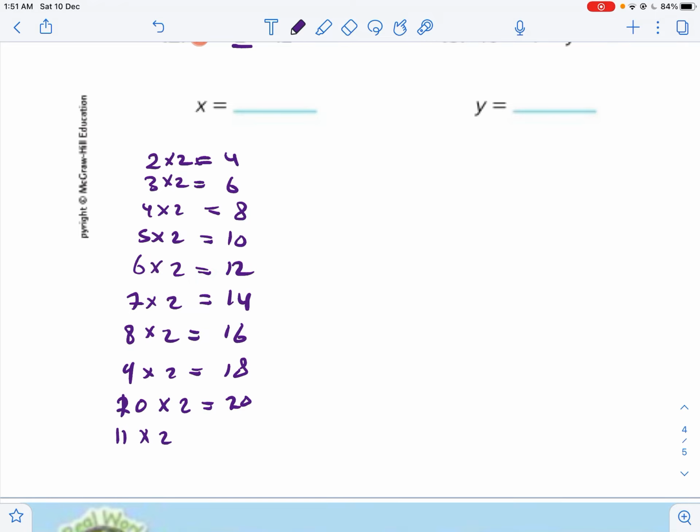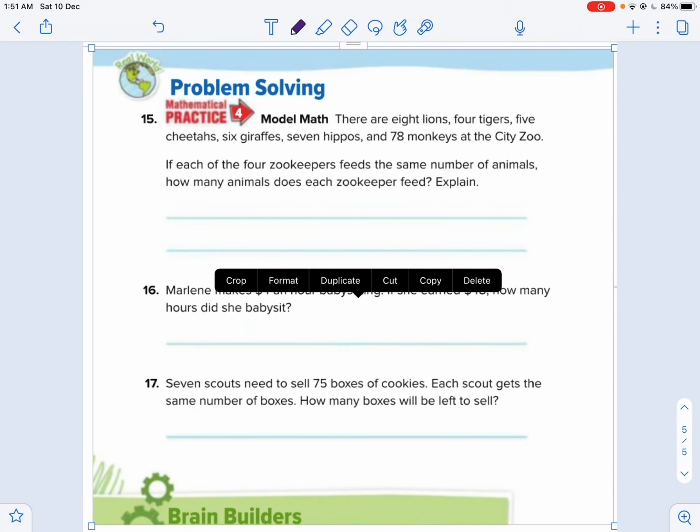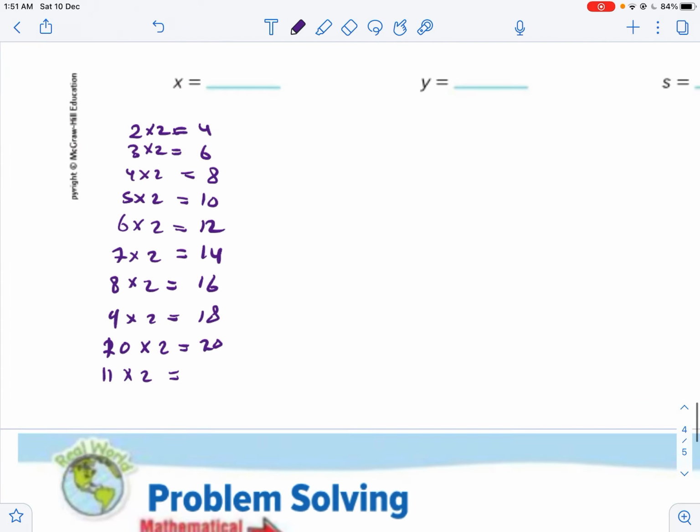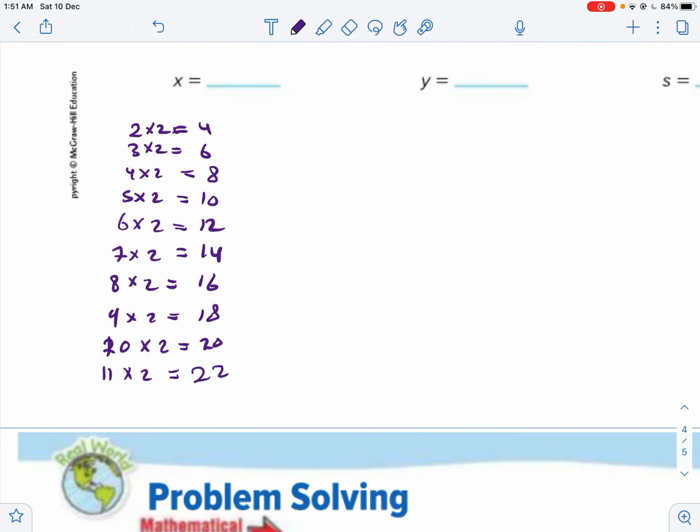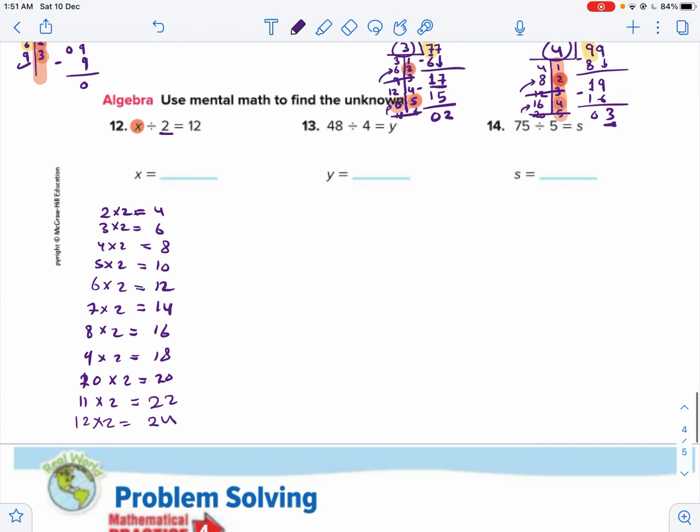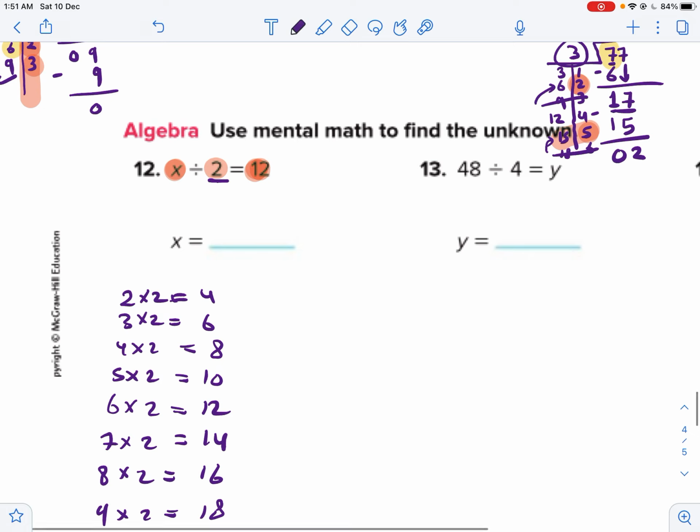11 times 2 is 22, and 12 times 2 equals 24. And here we are. We have the 2, it's here, so check. And we have the 12 here, a check. So what is the missing number? It's a 24. So x is going to be a 24.